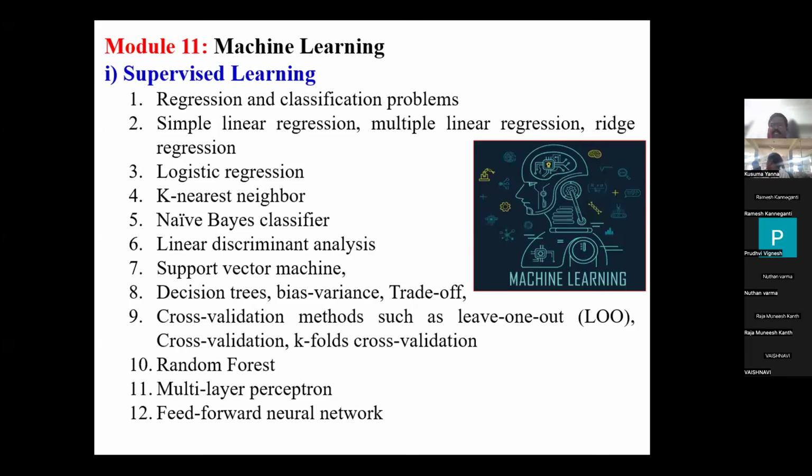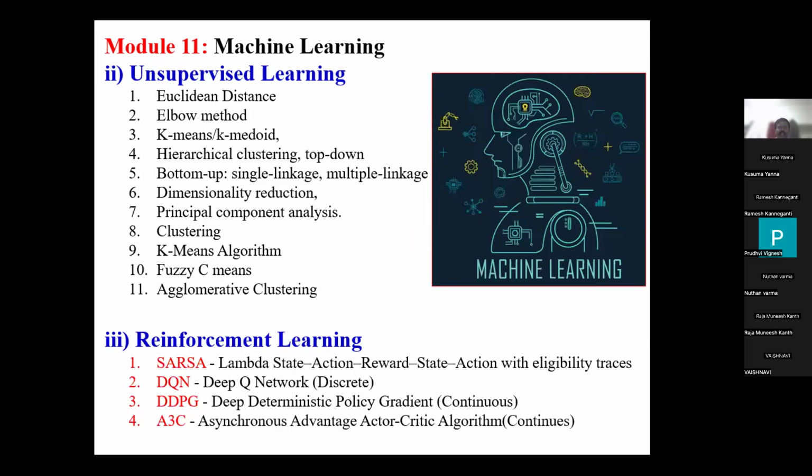Supervised learning is nothing but classifying the data based on the label, the target class. Example, in a class, 30 students are there. Based on gender, I'm classifying the data, male versus female. That comes under supervised learning. We use various techniques like random forest, support vector machine, naive Bayes classification, logistic regression, k-nearest neighbor, Bayesian networks, etc.